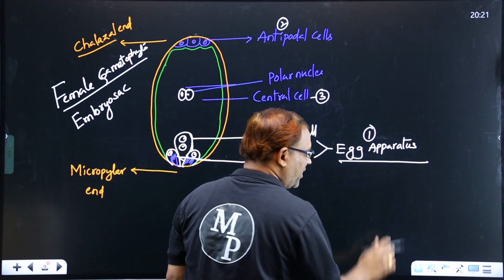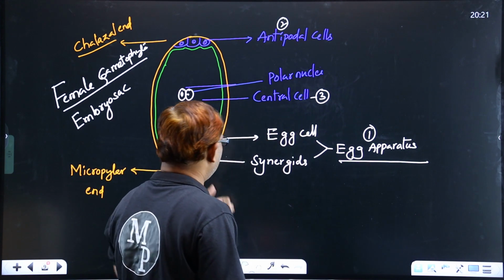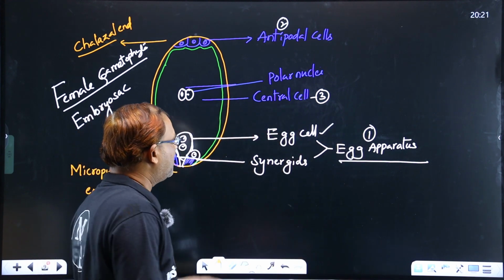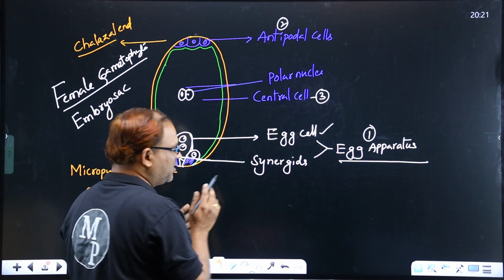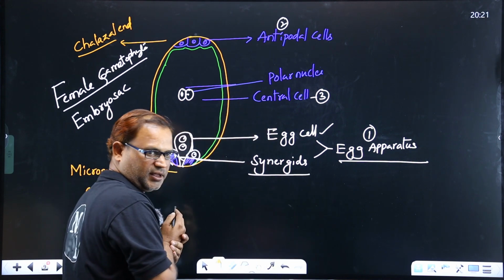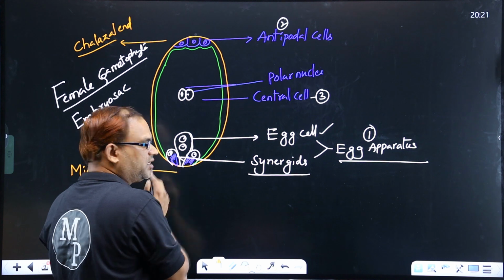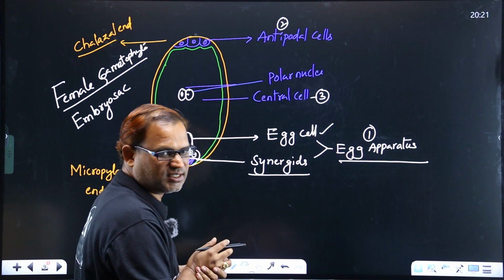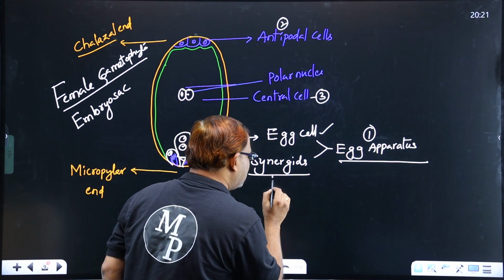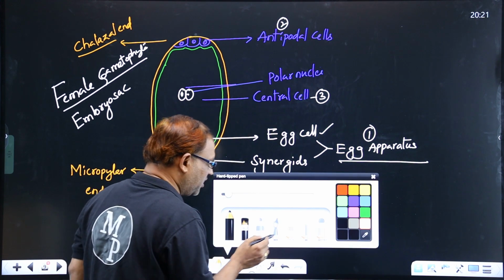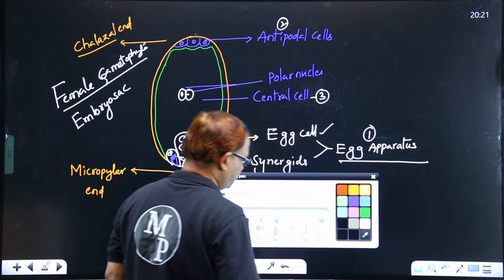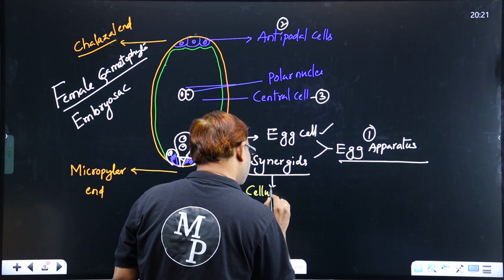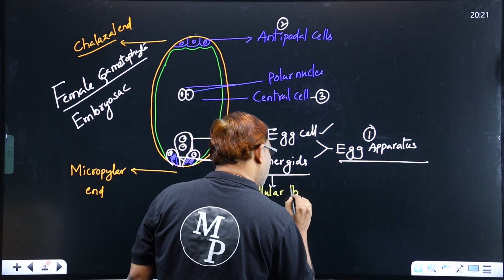So first, the egg apparatus. See, all of you. The middle big cell is called what? Egg cell. On either side of the egg cell, there are two synergids. Synergids perform a very important function. Synergids have some special cellular thickenings.